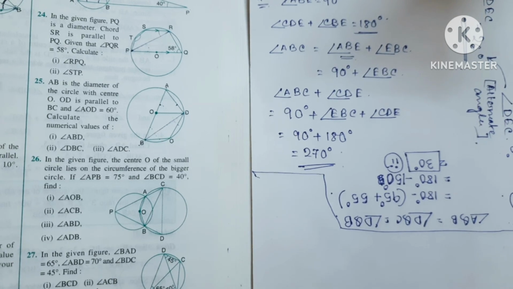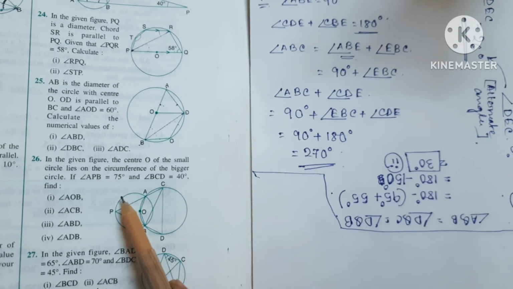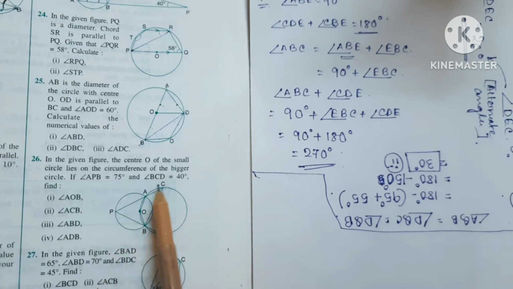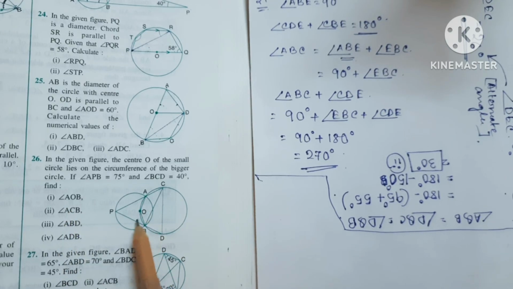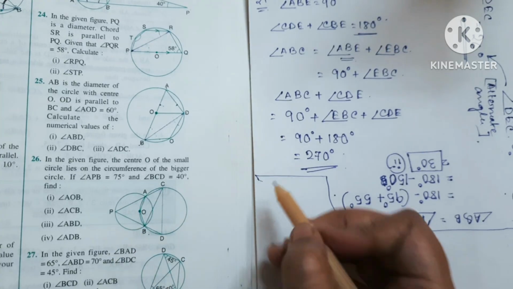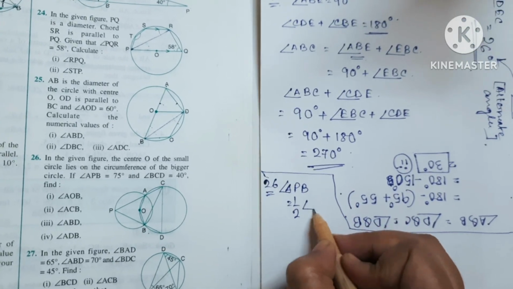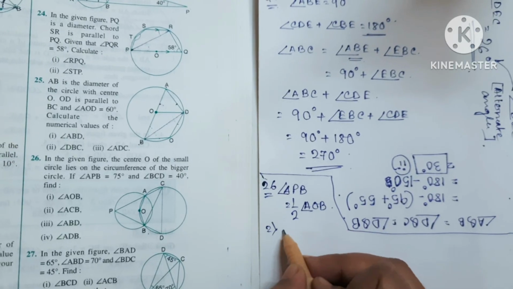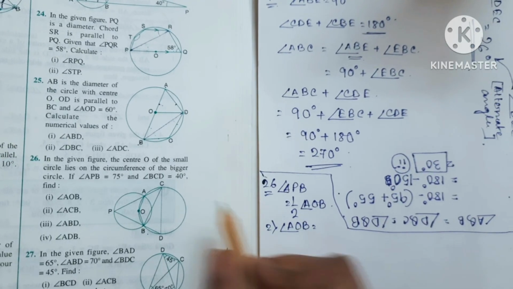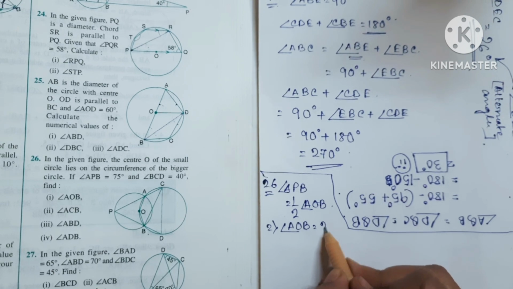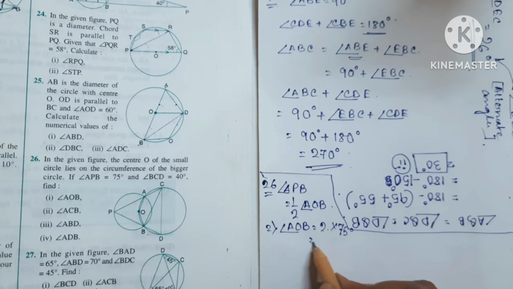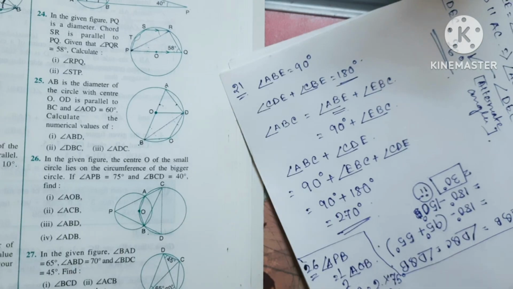See question number 26. O is the center of the small circle that lies on the circumference of the bigger circle. This one. APB is 75 degree and BCD, this one, is 40 degree. Now see, you have to find out AOB, this angle. Now AOB and APB are on the same segment AB in case of this smaller circle, right? So you can write angle APB is half of angle AOB. So simple, angle AOB will be twice of 75 degree. So 2 into 75, that means 150. So AOB is 150.